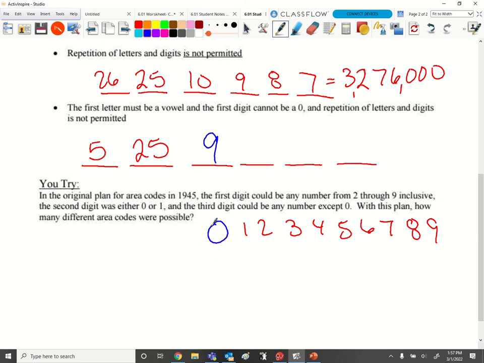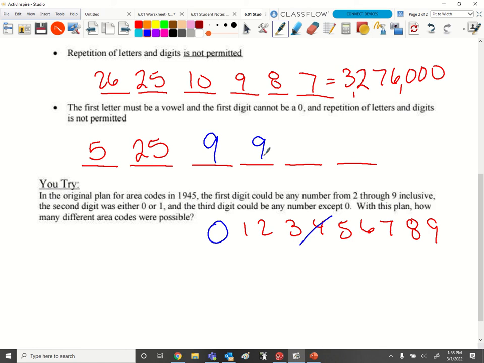And repetition of letters and digits is not permitted. Okay, so the first one could not be a 0. Let's say, for instance, I'm just going to pick any number. So let's say it was a 4. So I can't repeat the 4, can I? So for this next place right here, how many digits do I have? 9. I have 9 here now, right? Because I took away the number 4, but I also added back the 0, didn't I?